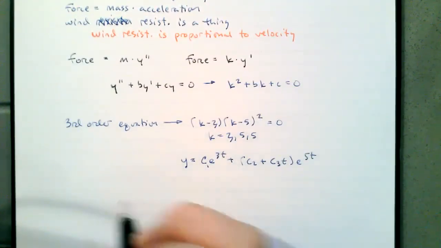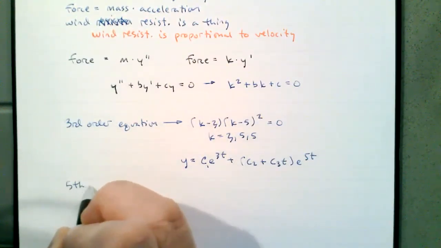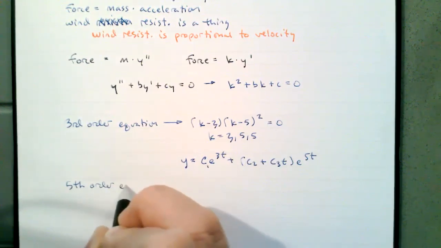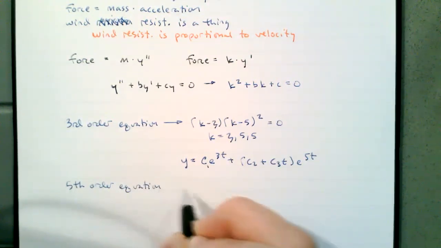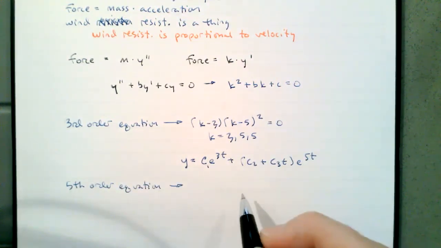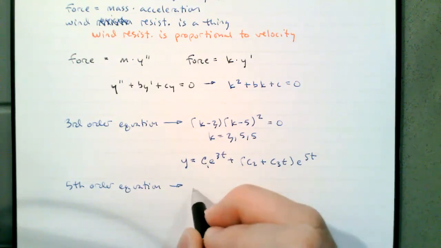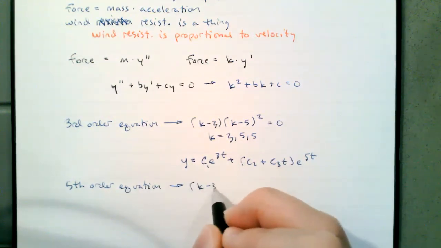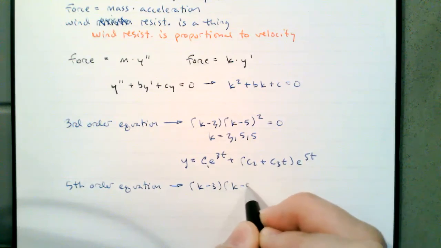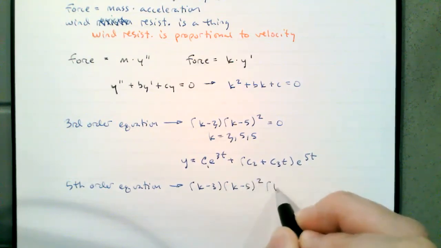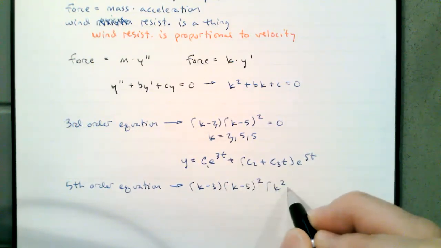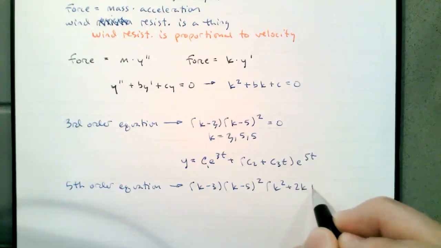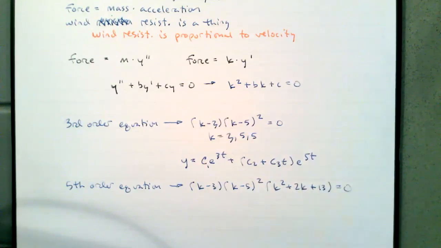If I have a fifth order equation, and I'm able to look at the structure of the characteristic polynomial, and there's a k minus 3, and then a k minus 5 squared, and then also a k squared, what did I use? Plus 2k plus 13 equals 0. Here are my 5 solutions. I got 3, 5, 5, and then 2 plus 3i and 2 minus 3i.